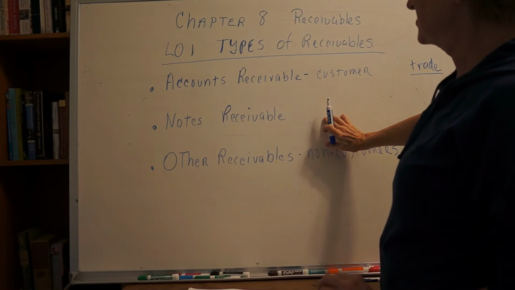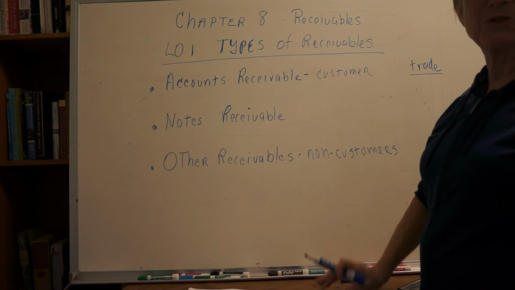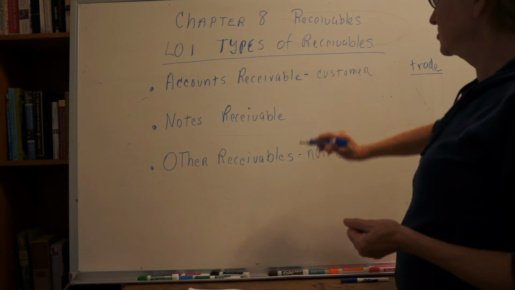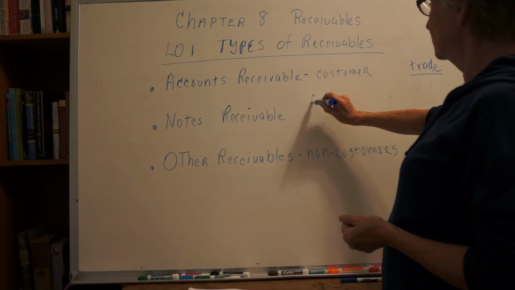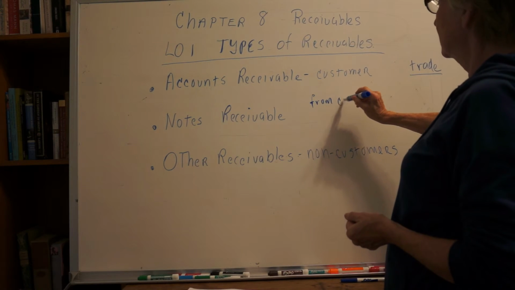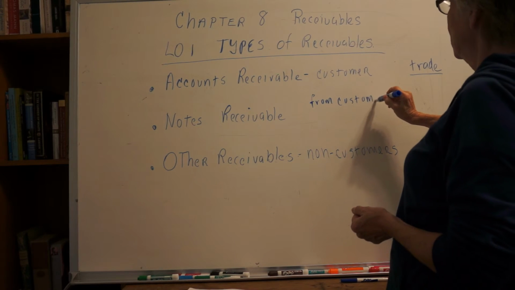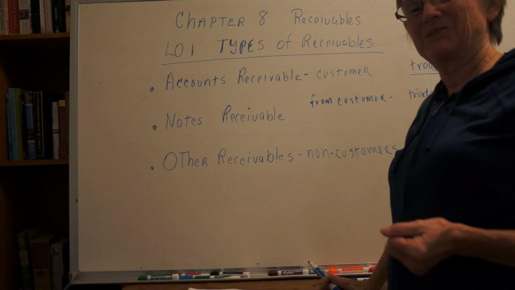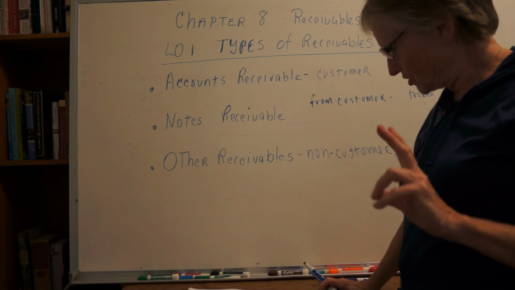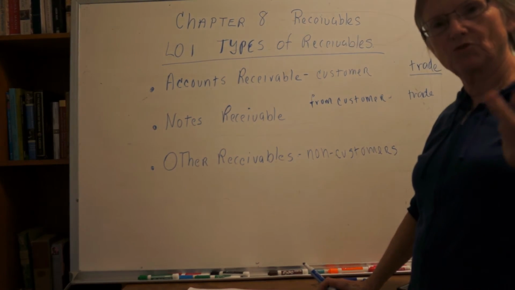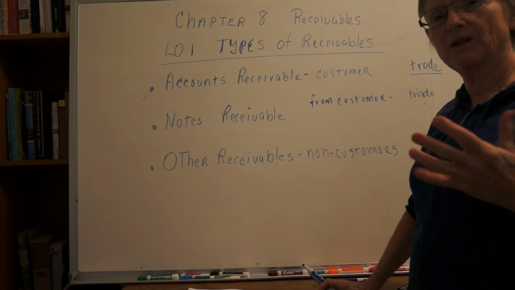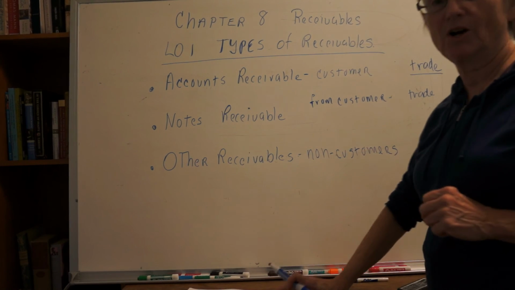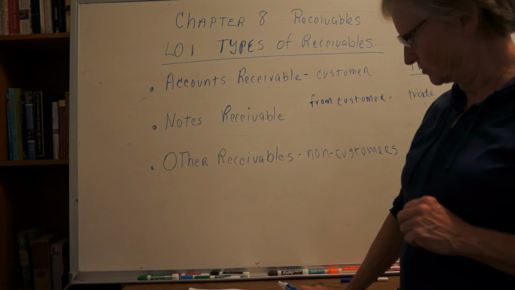Your notes receivable will be trade or non-trade depending on who owes you the money. If it is a note receivable from a customer, then it could be a trade note receivable. If it's from anybody else, it would be non-trade. So trade receivables, that refers to whether it has to do with your customers or not. Other receivables are generally going to be non-trade because they don't involve your customers.